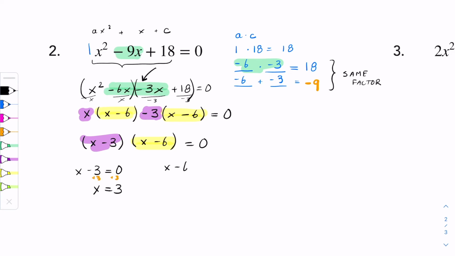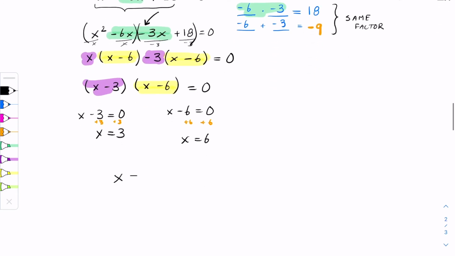And x minus 6 equals 0. Add 6 to both sides, and we get x equals 6. Our final answer, x equals 3 or 6. When I make a list like this, like what I just highlighted, the smallest number always comes first.